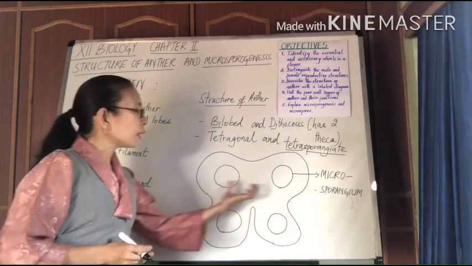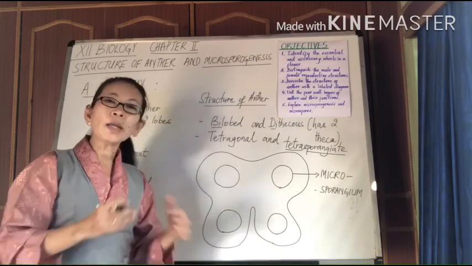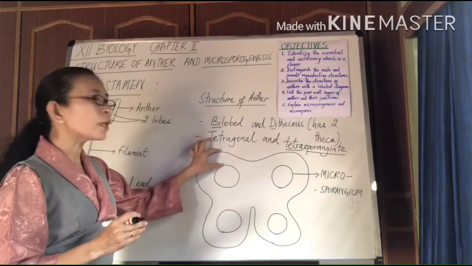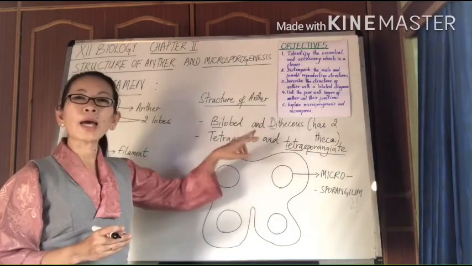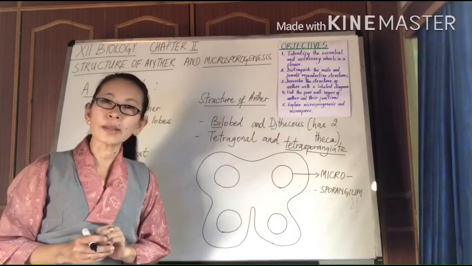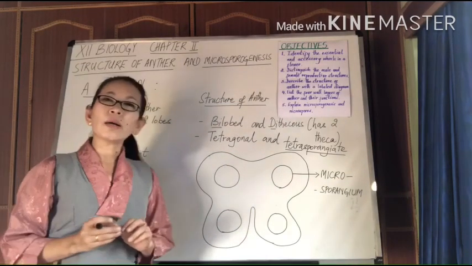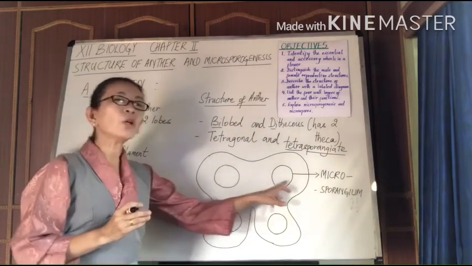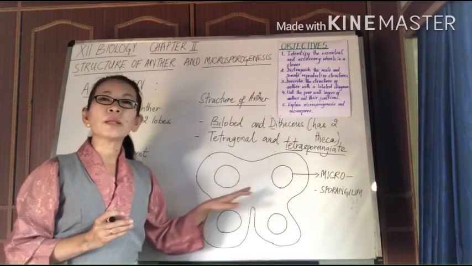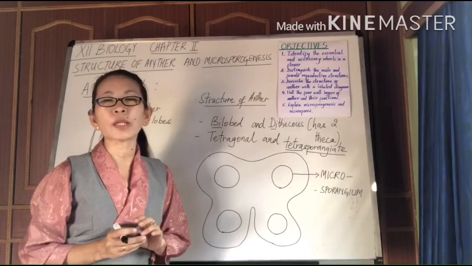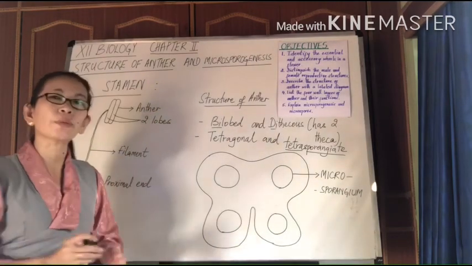Now these microsporangia are enclosed inside four different wall layers of the anther. So an anther has four wall layers, or cellular layers, which enclose the microsporangia, right? And we are going to learn about the four cellular layers which are present in an anther. Right? So this is a typical structure of an anther.